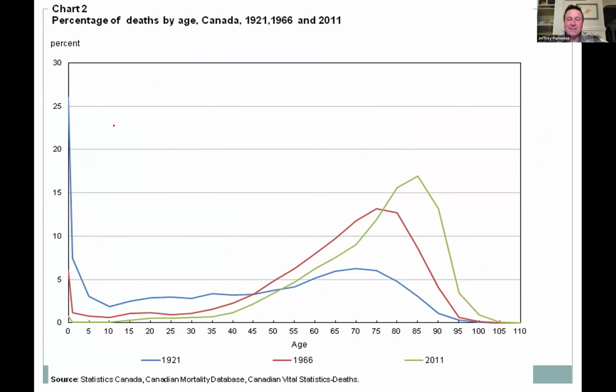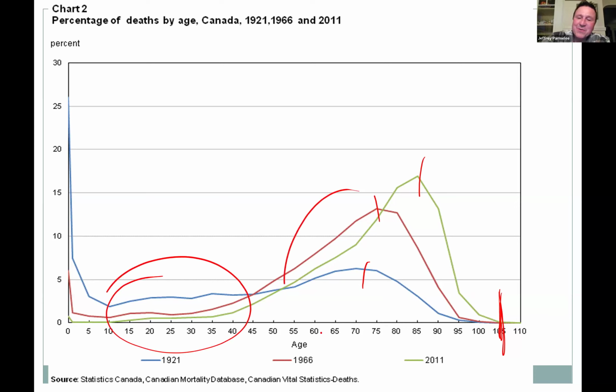Percentage of deaths in Canada, taking a look at 1921, 1966, and 2011. Cool. So you can see in 2011, you can see why the maximum lifespan, how long the oldest person lives, hasn't changed much, but how long you're going to live on average does. Very cool. Again, you're unlikely to die when you're young, but when you get older, chances are good.